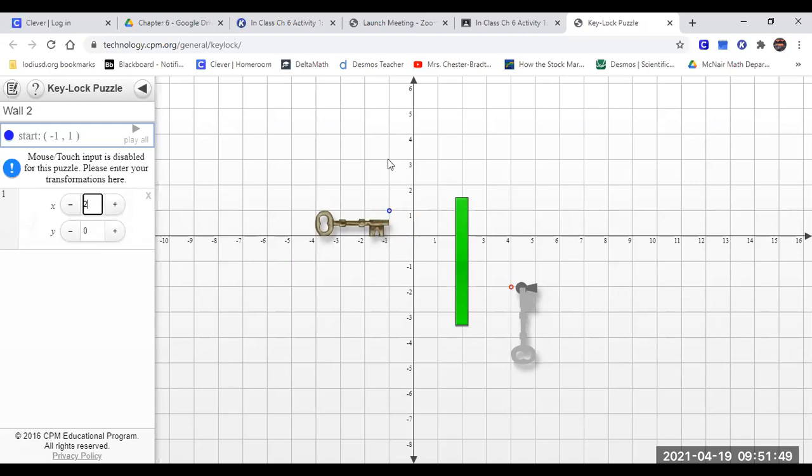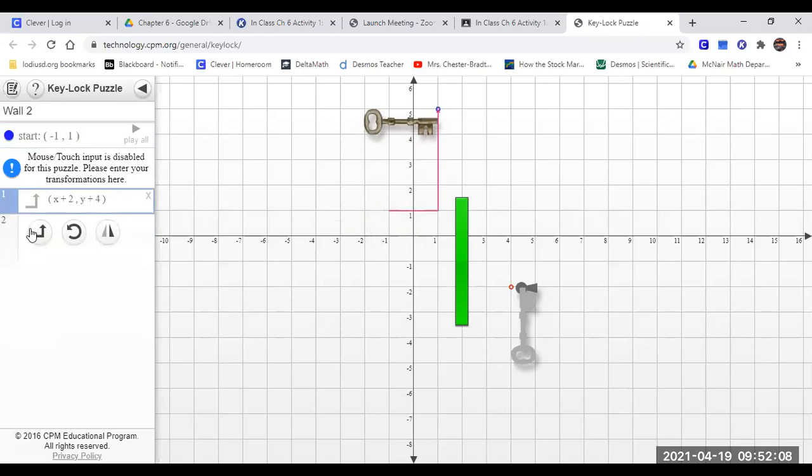I'm now sitting here, right, at up 2. I need to go over. How many am I going over? Okay, going over 4. Okay, so let's do that. Let's see where that gets us. That gets us here.